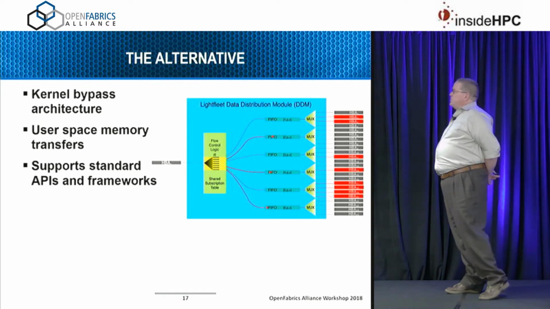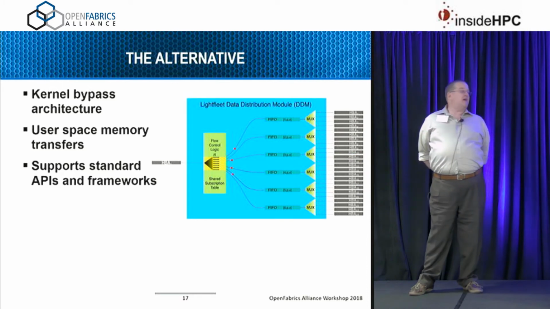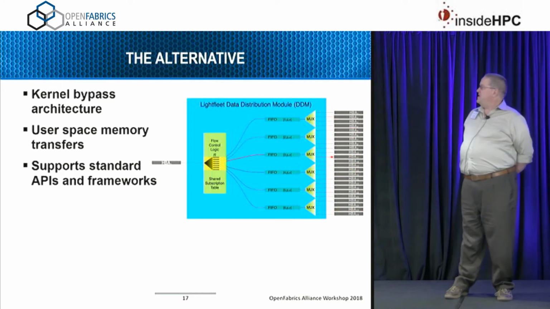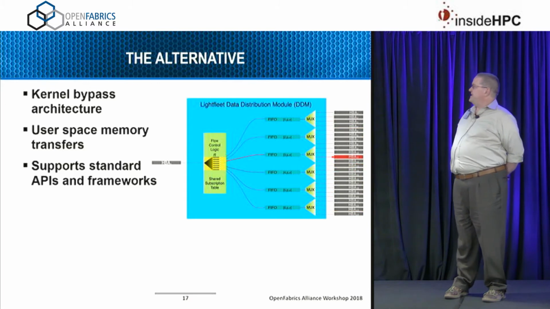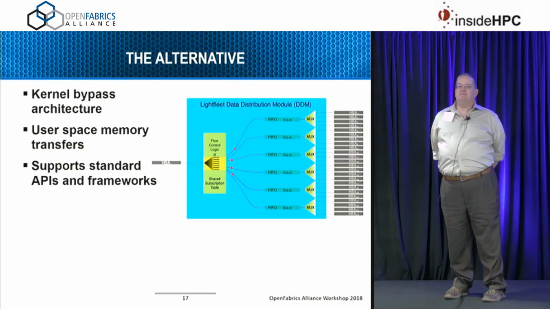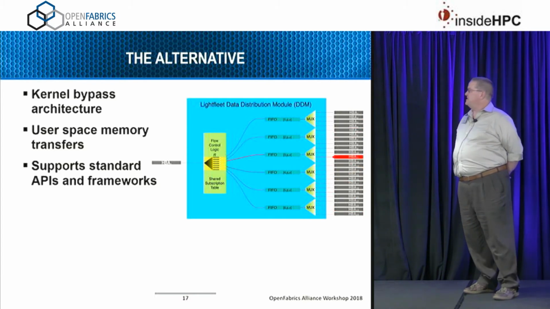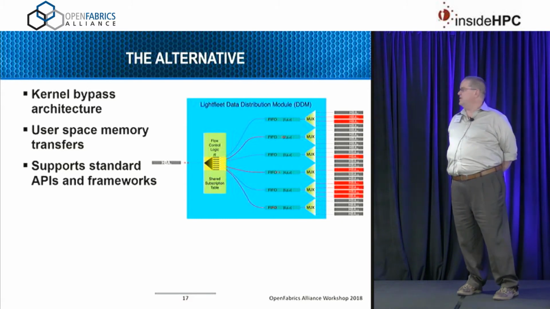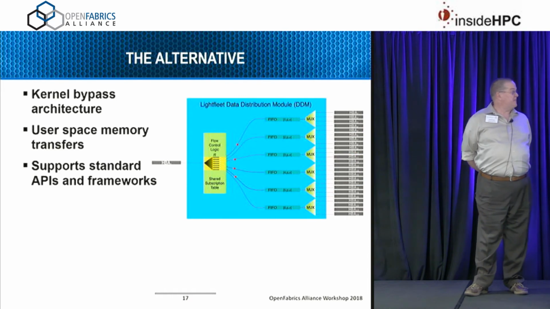In terms of the software, everything we do is RMA, remote memory access. We go from user space to user space. We have a kernel bypass architecture in our software stack. We do have device drivers that actually maintain the environment, but none of the actual data reception or data transmission goes through the kernel. And we're working to support standard APIs and frameworks.